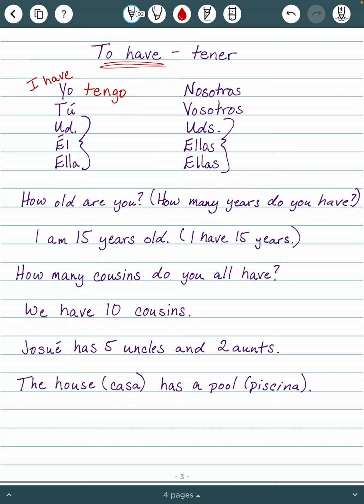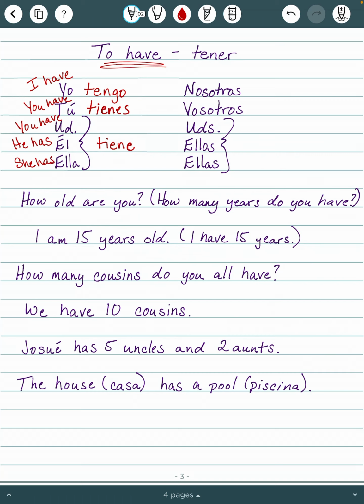If I want to say you have, tú is you, so tienes is going to mean you have. If I want to use that formal you, or if I want to say he or she has, usted tiene, él tiene, ella tiene. And this is just like in English. Have goes with I or you and several of those others. So usted tiene would translate as you have. Él tiene translates as he has. And ella tiene translates as she has.